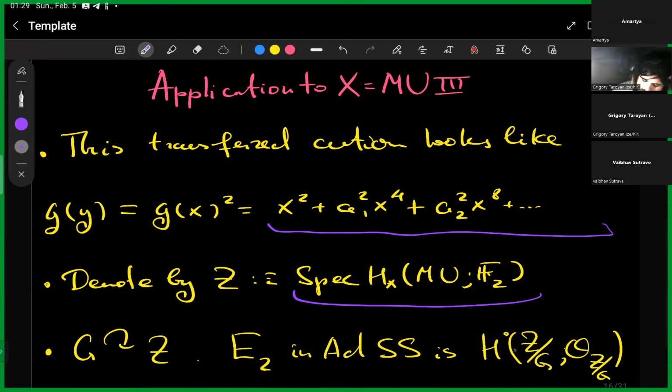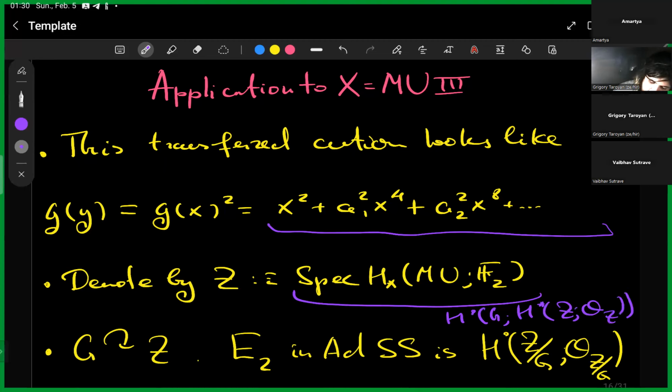So in actuality, the second page is just the cohomology of the quotient stack with coefficients in the structure sheaf. To see this, you basically just need to remember that what we do there is we compute cohomology of the group G with coefficients in cohomology of Z with coefficients in the structure sheaf of Z.